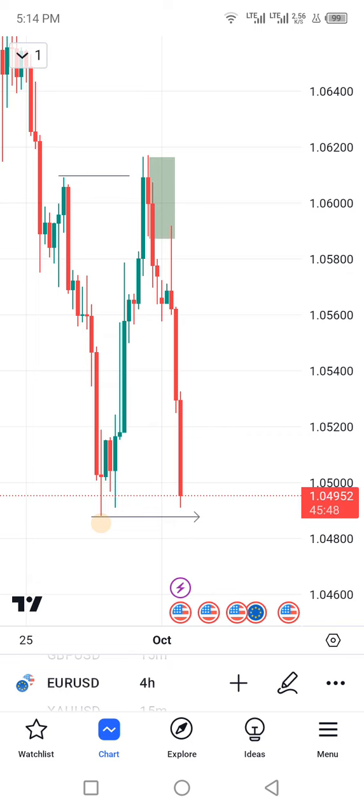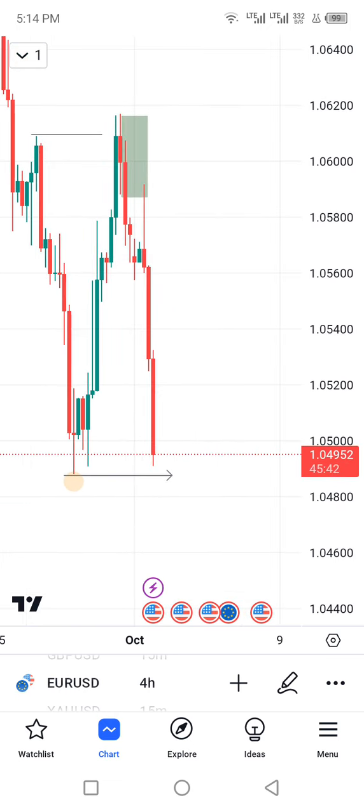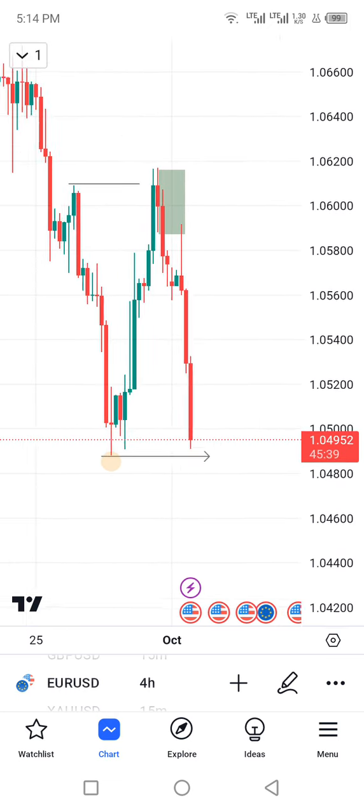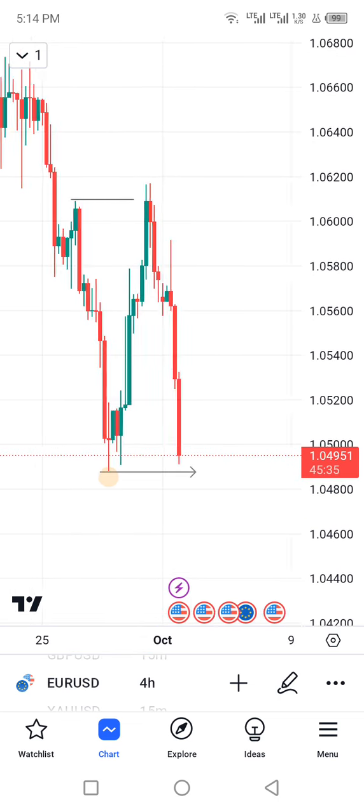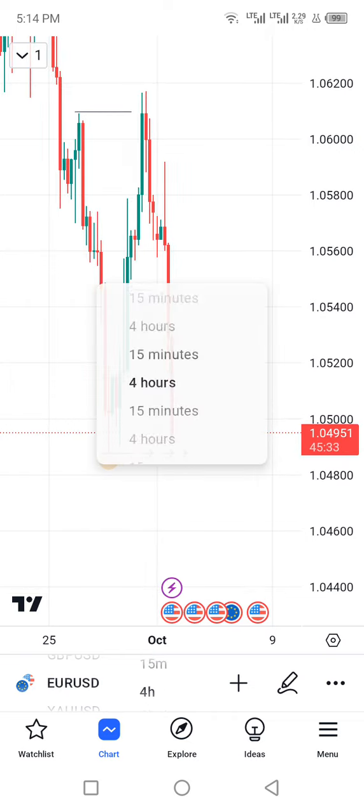You'll be sure the trade will hold, because once you see your confirmation entry, you are very sure that the trade will hold. It will be higher probability for you. So let's dive down to the 15 minutes and see how we would have taken this trade.